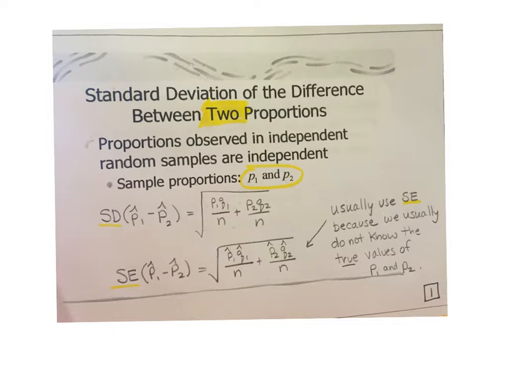The standard deviation changes here. You'll notice we're going to do the same type of standard deviation that's on your formula sheet, but we're going to add the two together. Typically, we're going to use standard error, which is at the bottom, because we are not dealing with the actual population's information. We don't know the true values. We just know the sample values.